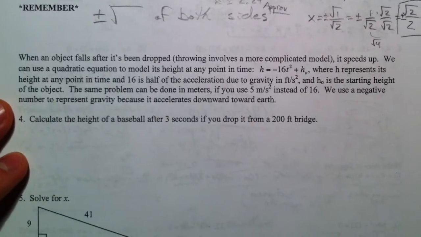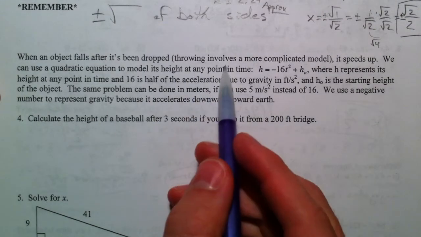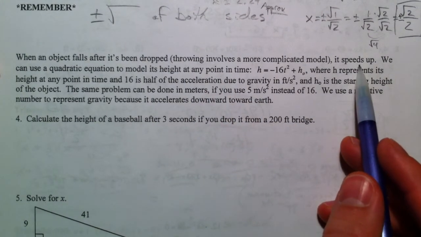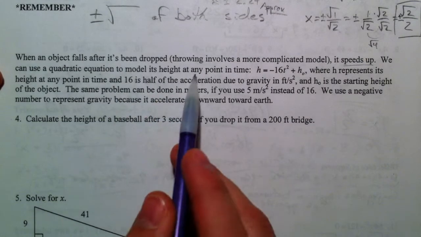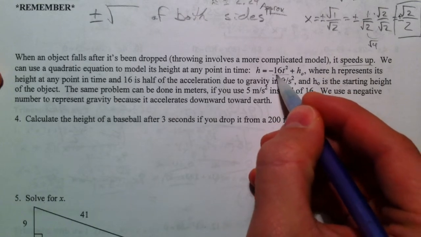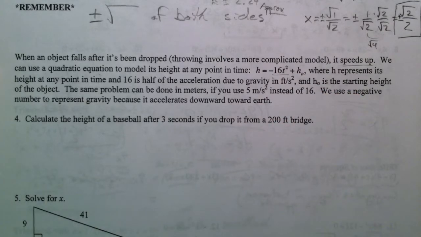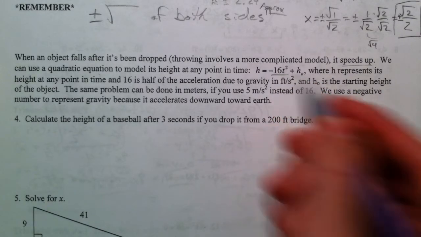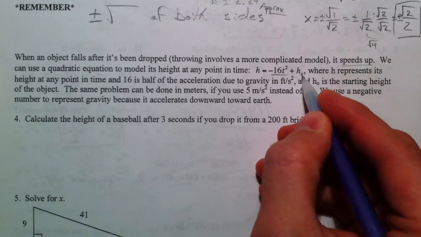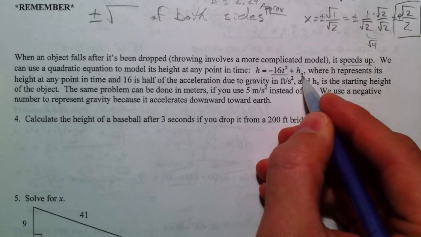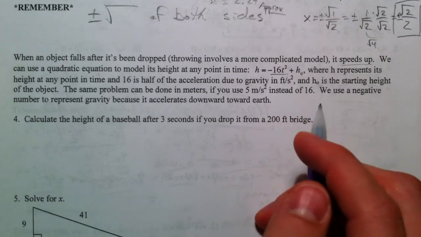So, things to realize. When an object falls, and we're not going to use throwing, we will later on, when an object falls, it speeds up. It's called gravity. And we can use the quadratic equation to model its height, because gravity makes it speed up every second upon second upon second, and so that's why it's negative 16t squared. Gravity is 32 feet per second squared. And h sub 0 or h null represents the starting height, and t is in seconds.